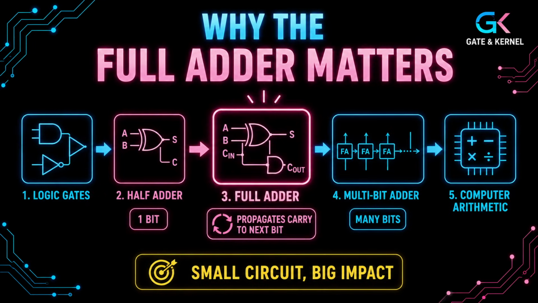Chapter 12. Why the full adder matters. A full adder is a very small circuit, but the idea behind it is fundamental. It solves one of the key problems in binary arithmetic: how to pass a carry from one bit position to the next. A single full adder handles one bit. Several full adders can handle many bits. So the path is logic gates, then half adders, then full adders, then multi-bit adders, and finally computer arithmetic. We started with simple Boolean operations. Now those same operations are working together to perform arithmetic on complete binary numbers.